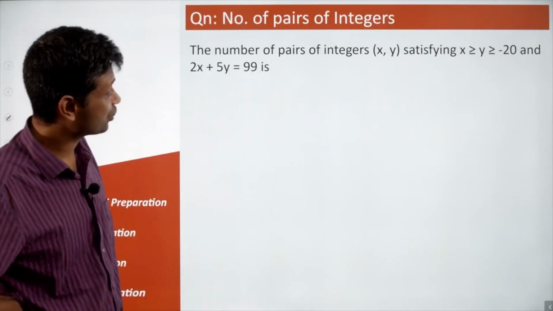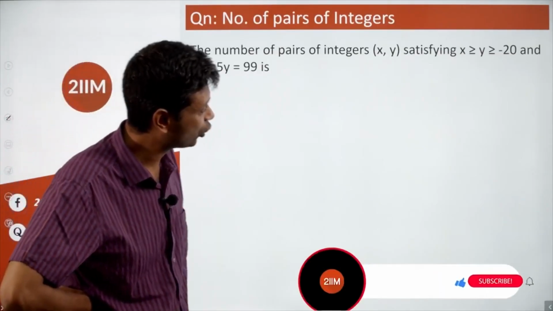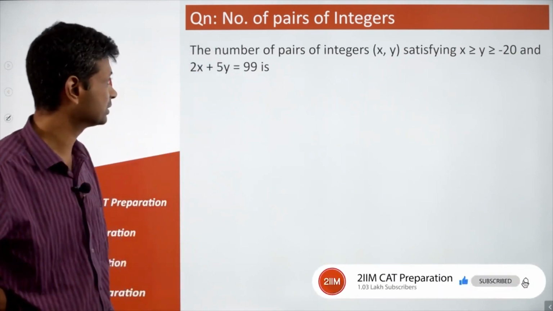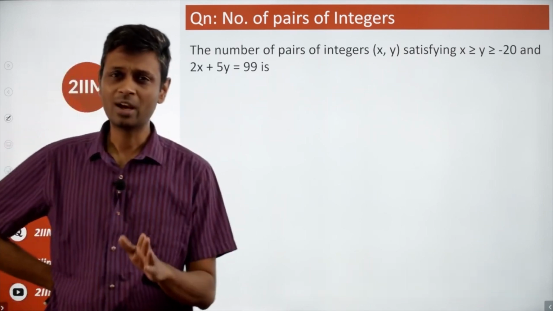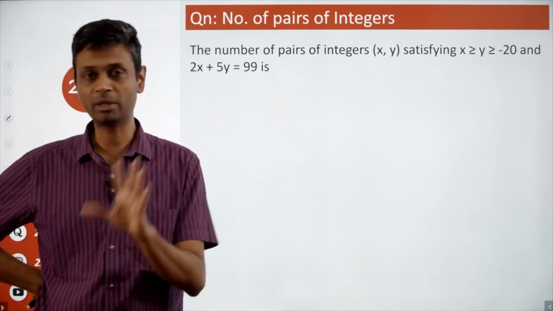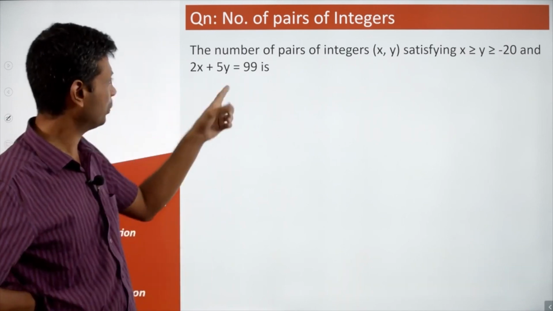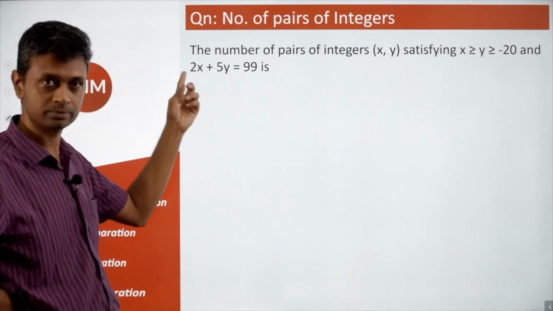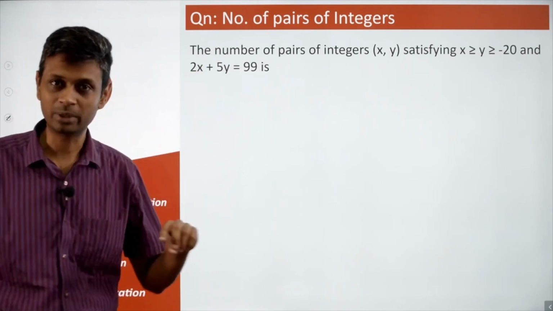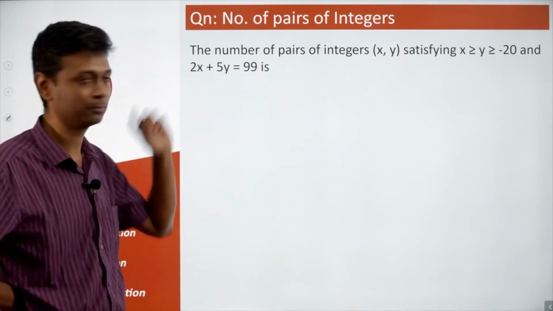The number of pairs of integers x comma y satisfying x greater than or equal to y greater than or equal to minus 20 and 2x plus 5y is 99 is. These kind of questions, find one solution and then build from there. Find one solution and then build from there. Fine. 2x plus 5y is 99. It's going to be an even number. So from 99 subtract an even number and then find a multiple of 5.